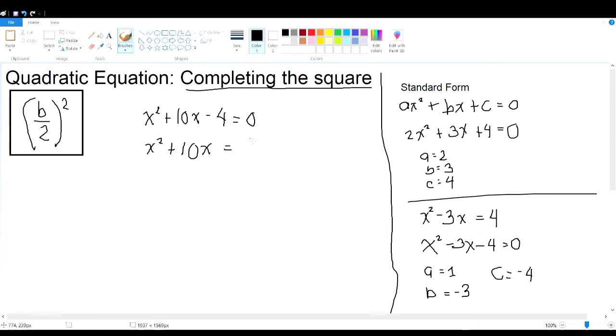Ilipat mo muna ang 4. Positive 4. Ganyan. Transpose ko lang si negative 4 sa kabila, kaya naging positive 4. Now, complete the square. How are we going to complete the square? Use the formula. So, meron kang b over 2 squared. Now, the value of b is 10. So, you have 10 over 2 squared.